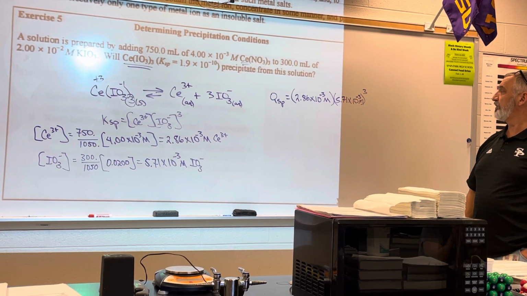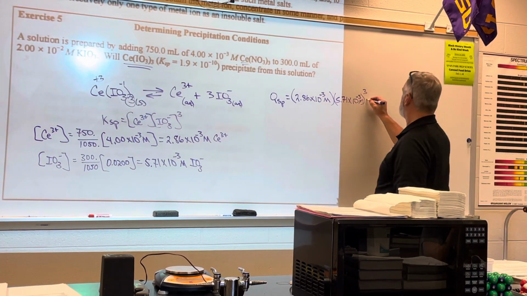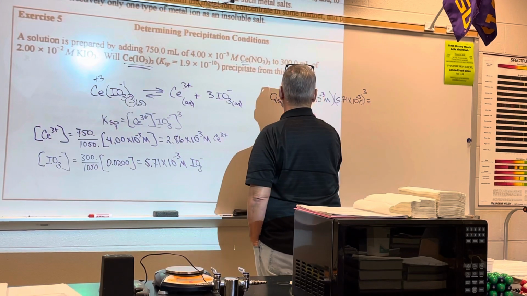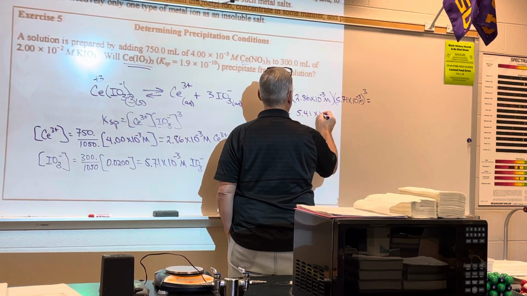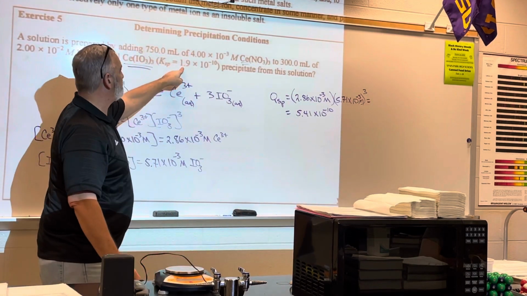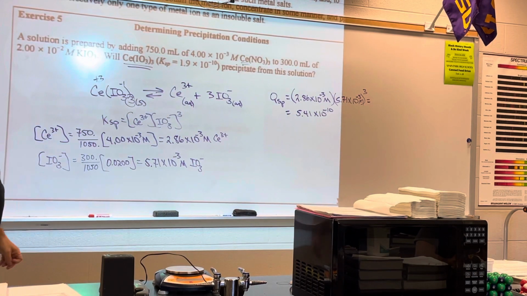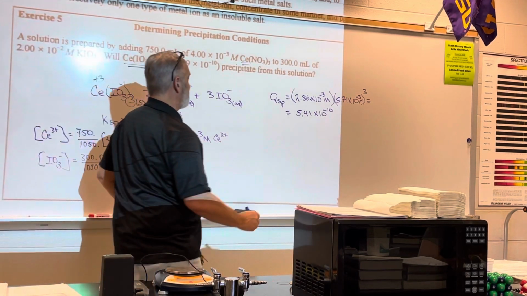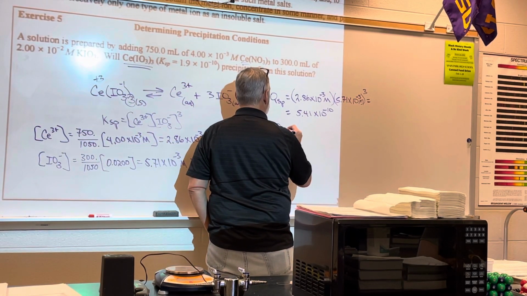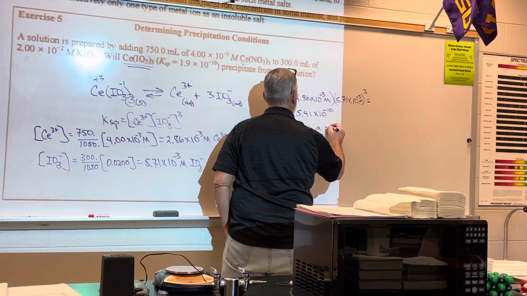So, what does that come out to? 5.41 times 10 to the... So 5.41 compared to 1.9 times 10 to the minus 10, which one's bigger? So Q is bigger, right? So what does that mean? You're going to say Q is greater than KSP, therefore a precipitate will form.